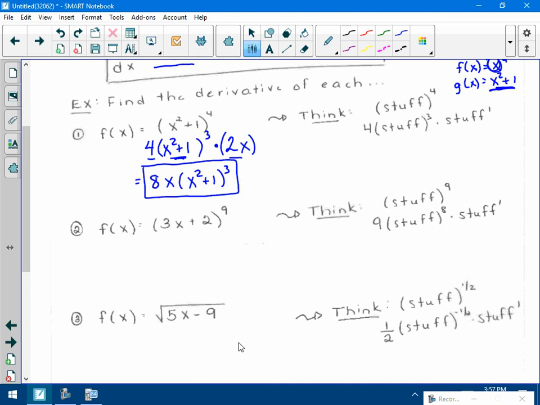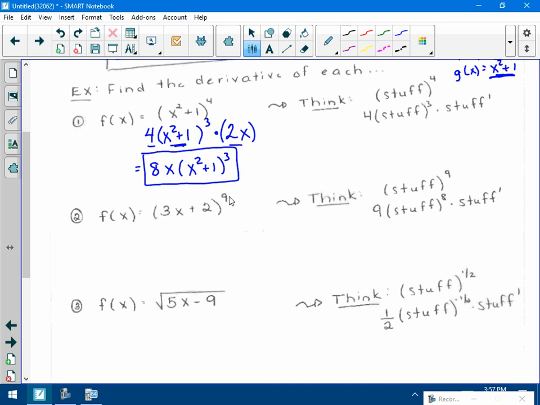Second one. This time I've got stuff raised to the 9th power. So first I'm just thinking if it's stuff to the 9th, it's 9 times whatever stuff to the 8th power, but then multiply by the derivative of stuff. So here the stuff is 3x plus 2. Bring that 9 out front. So f prime of x would equal 9 times whatever that stuff is to the 8th power. And then I've got to multiply by the derivative of that inside stuff. What's the derivative of 3x plus 2? It's just 3. So I get 27 times (3x plus 2) to the 8th power.